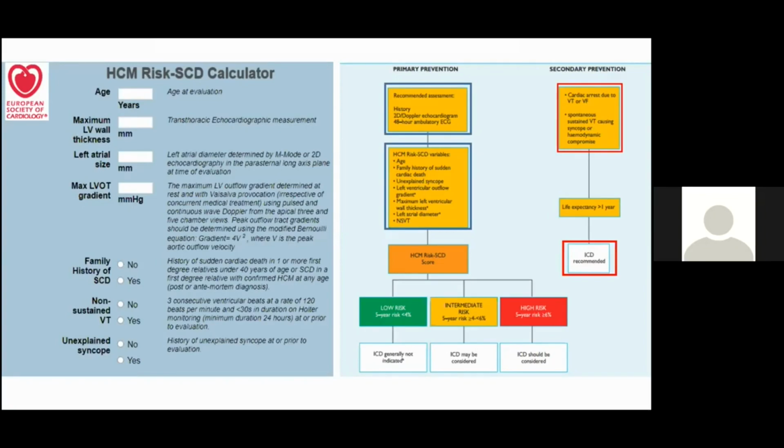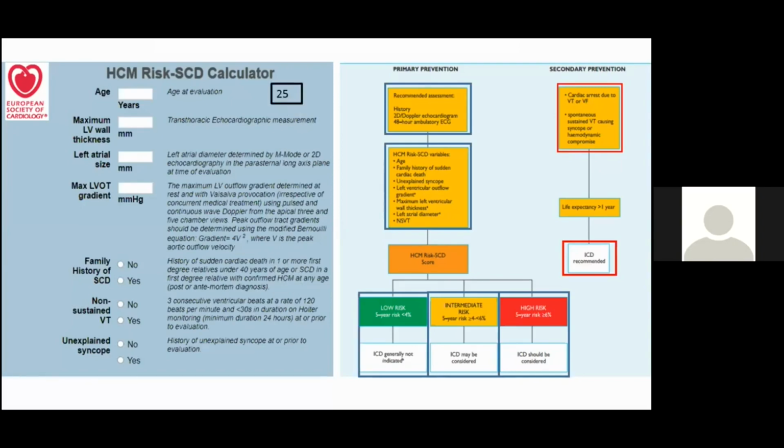Once the risk is calculated using this calculator, patients are stratified into 3 categories. High risk category, when the estimated 5-year risk is higher than 6%, an ICD should be considered. The intermediate risk category, where the ICD may be considered, and the low risk category, where the ICD is generally not indicated. Now let's assess the sudden cardiac death risk in our patient.